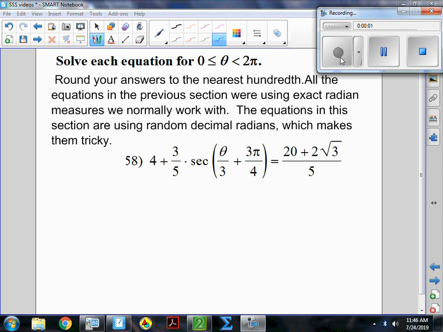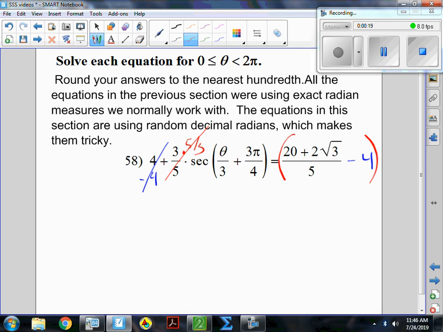Okay, number 58. Let's start to get the secant parentheses by itself. So we start by subtracting 4. And then I have a 3/5 times this, so I'm going to multiply by 5/3. So I'm going to get my calculator out and do that.